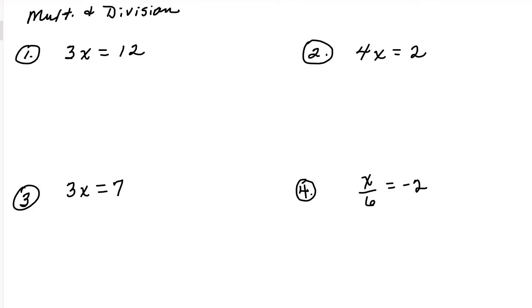Okay, in this second half of the video, we're going to be looking at solving multiplication and division equations. So my numbering is starting over again. All right, problem 1, I have 3x equals 12. That means 3 times x equals 12.